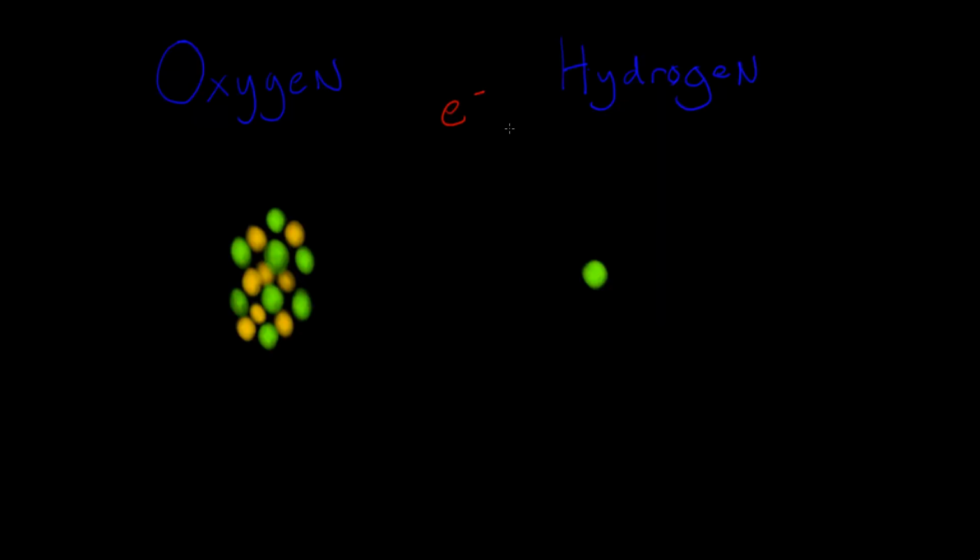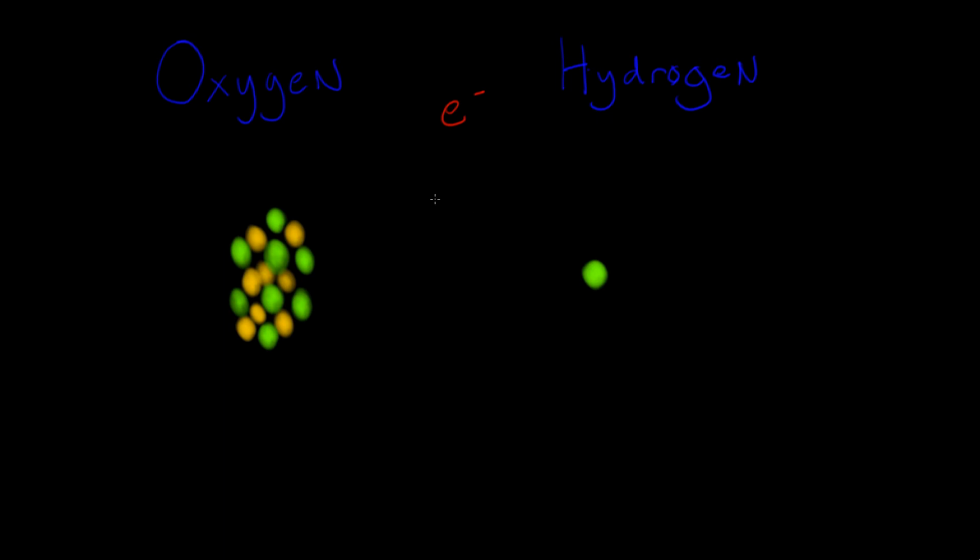Now, this electron is going to be shared between our oxygen and our hydrogen. The oxygen is more electronegative than hydrogen. Remember from before we said that if something is more electronegative, it has a tendency to hold on to an electron with more affinity. Or as I use the analogy, it hogs an electron.